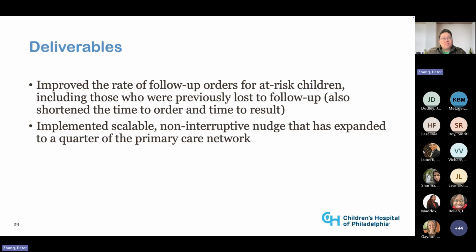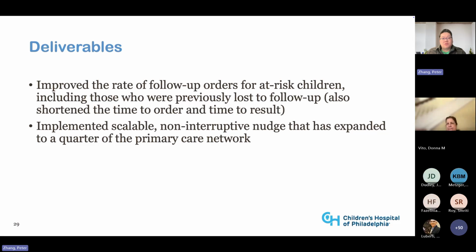And additionally, the nudge can also be modified to adapt to other metrics and things that we want to remind providers about. So, for example, lipid screening, A1C testing, those things can actually be introduced into this nudge as well. Ultimately, this intervention is just one of the many tools that we're considering to address the gap in lead follow-up, so definitely more to come this year.